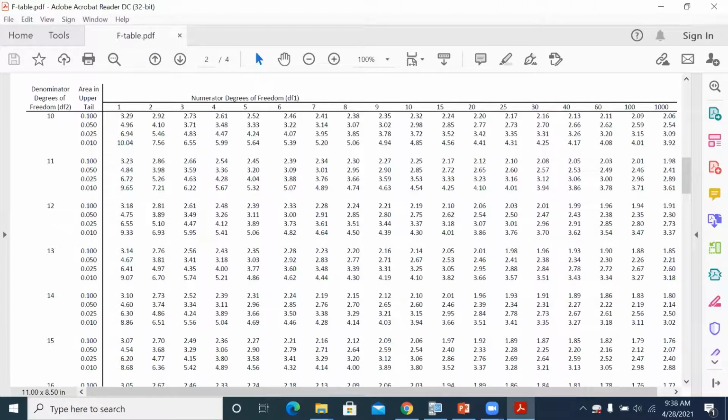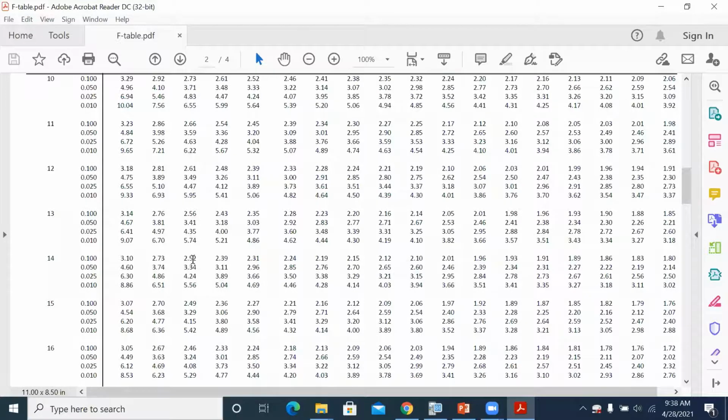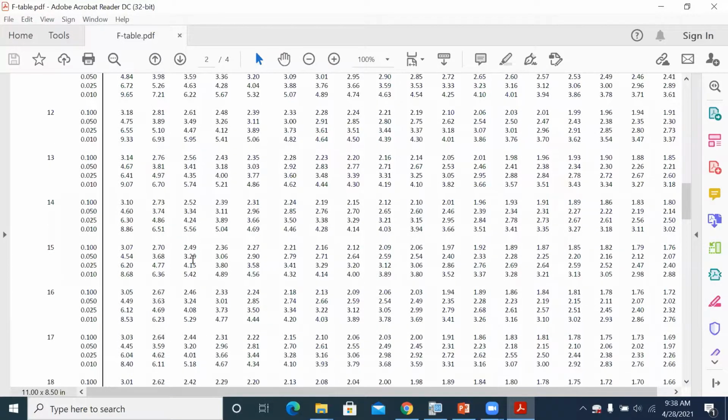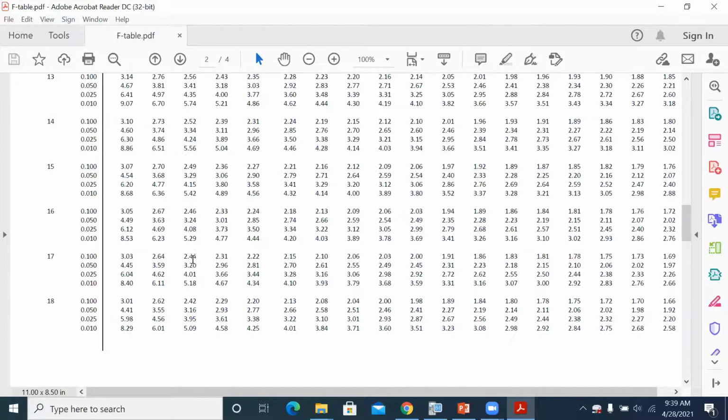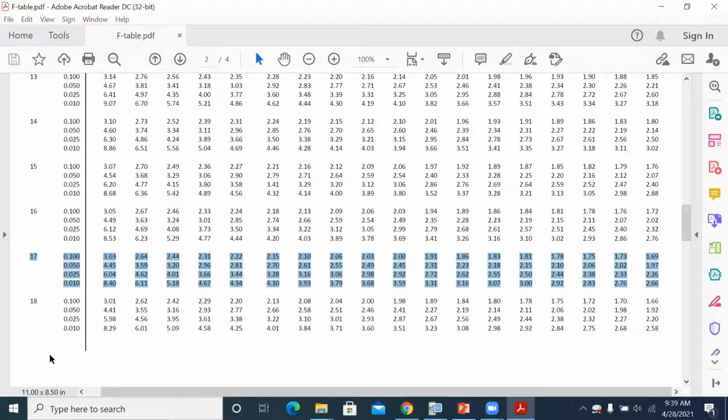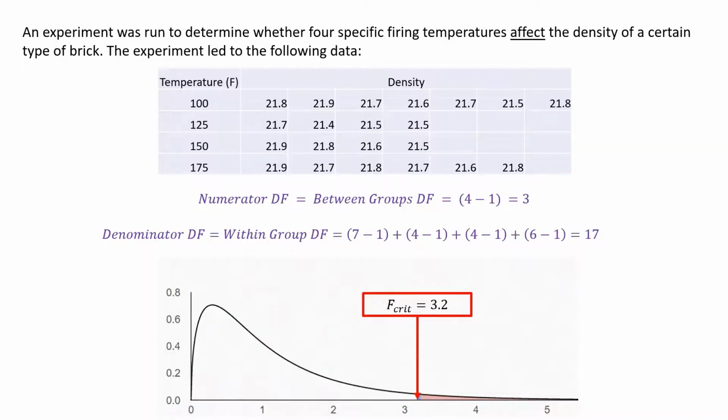For the critical value we need, we have to look under the third column, which corresponds to numerator degrees of freedom equals 3, or df1 equals 3. We have to scroll down until we see 17 on the leftmost set of numbers, because the denominator degrees of freedom equals 17, or df2 equals 17. Here is the set of numbers corresponding to df2 equals 17. I have to select the third column and the reading corresponding to 0.05, which is the highlighted value. All right, so the F critical value is 3.2.